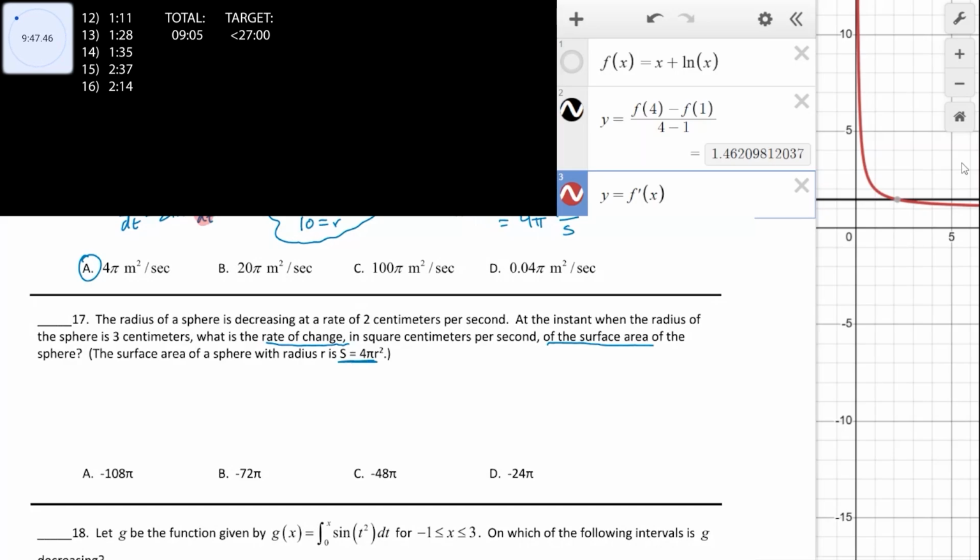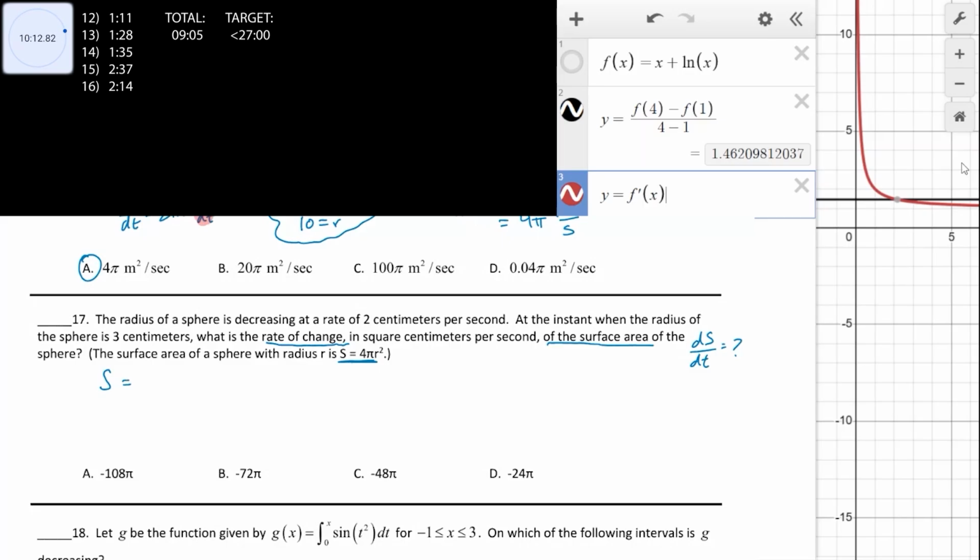So I guess I'll stick with that. Usually I call it area A, but since they're calling out the surface area as being represented by the variable S, we'll just roll with that. So the surface area, what are we actually trying to find? We're trying to find the rate of change of the surface area. So what we really want is, what is dS/dt?